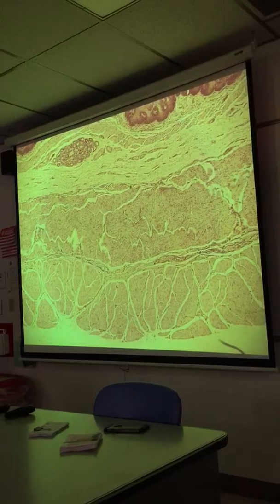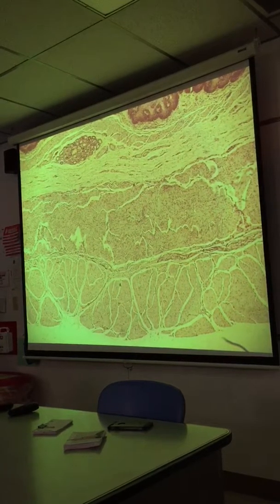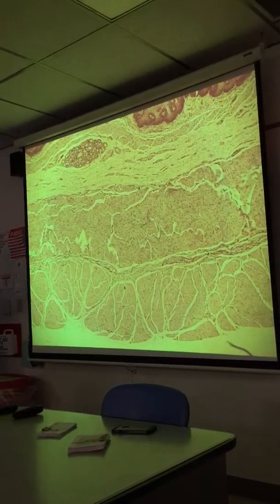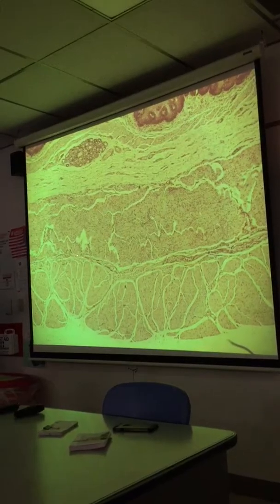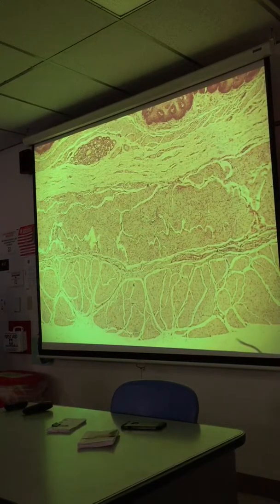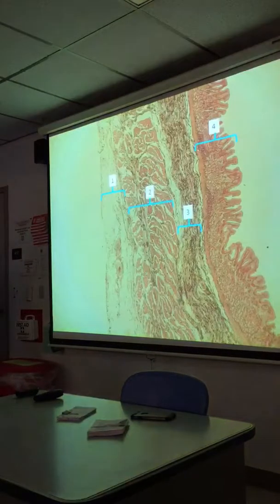So here's a nice view of muscularis externa. Can you tell where the break is between the circular and longitudinal layers? Right there. So that's the break. This is all circular and that's all longitudinal. Okay. Let's move on from esophagus to stomach.